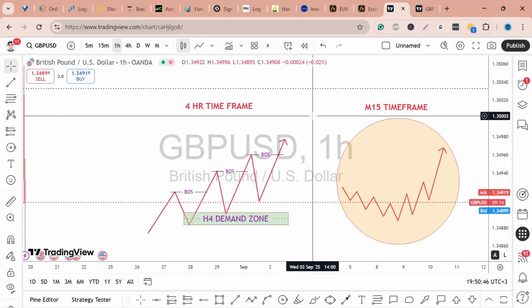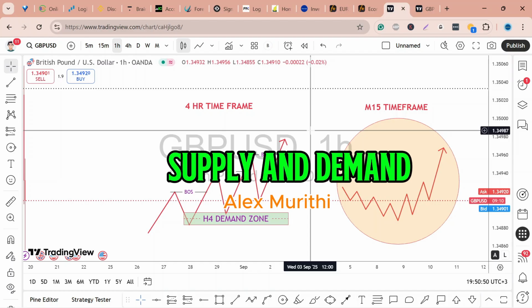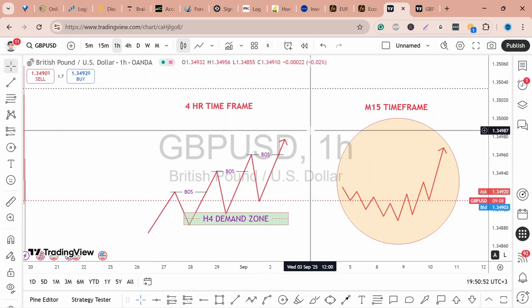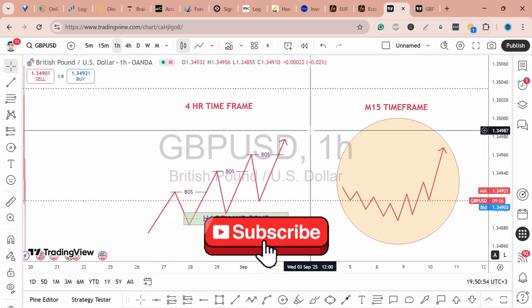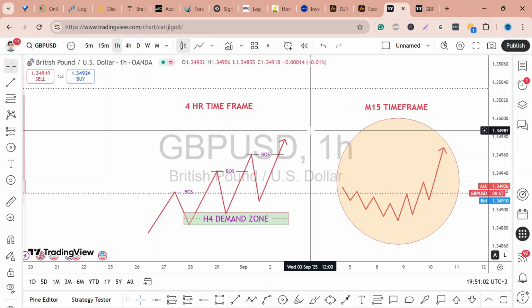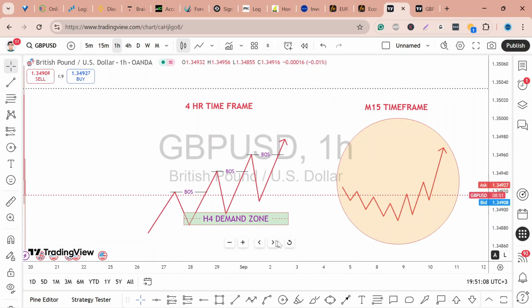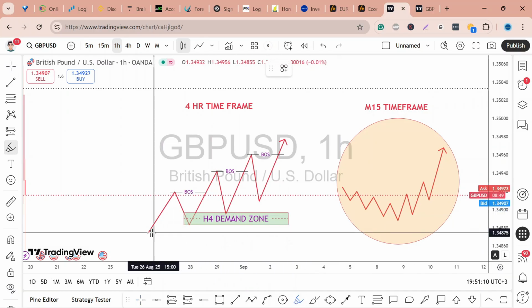Hi, what's up guys? So I want to show you a very simple setup that can be used to make your entries while trading the demand and supply. The same concept can also be used probably for other methodologies, let's say like support and resistance. So myself, I trade the supply and demand, and when trading supply and demand, this is what usually happens.